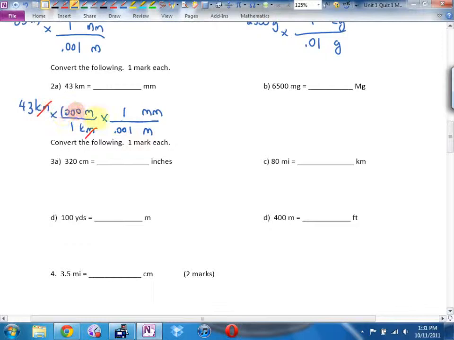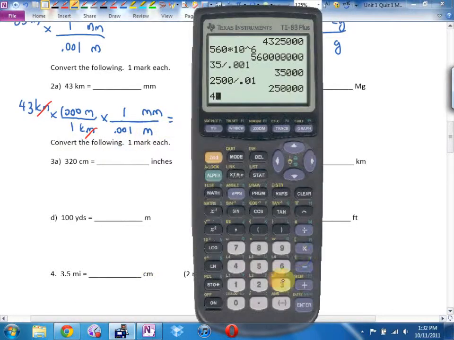Times 1 divided by 1. Am I going to bother doing those at all? No. Divided by 0.001. 43 times 1,000 divided by 0.001. And I'm going to get a 4, a 3, and 6 zeros. Yes?